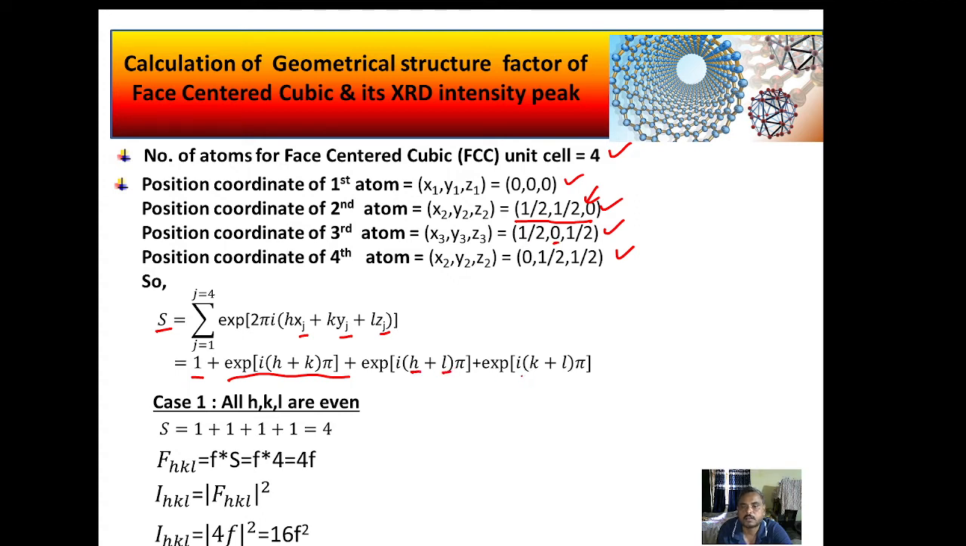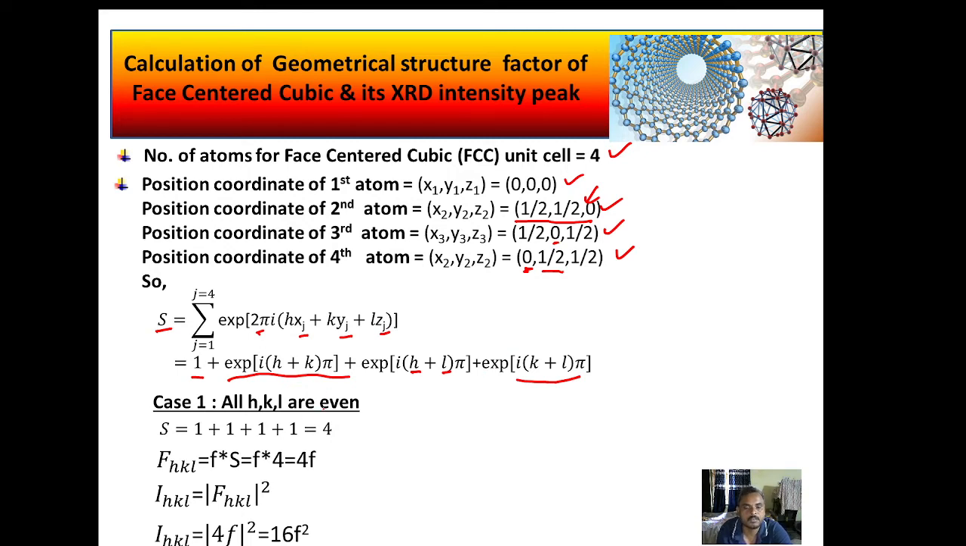And for the last one, because the first coordinate is 0, h will be missing, but k and l will be there. And because it is half already, when you have half and you have a 2 here, then they will multiply and nullify, giving us unity, so we are not considering that numerical term. Now this is the overall expression.